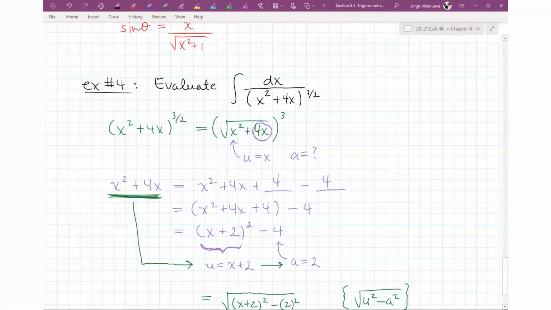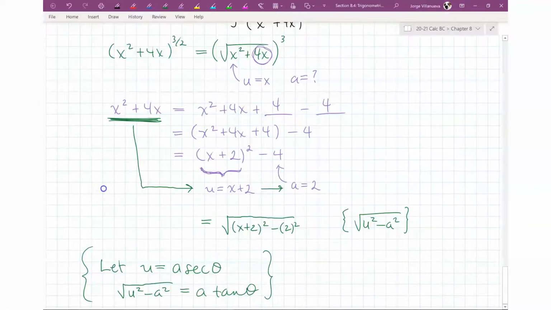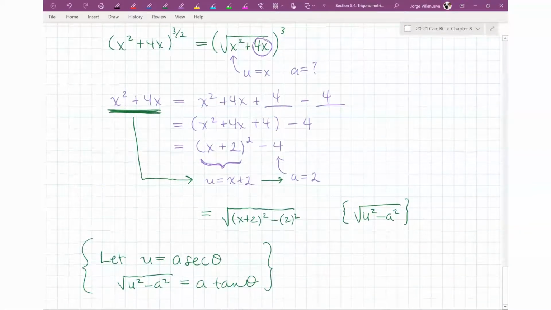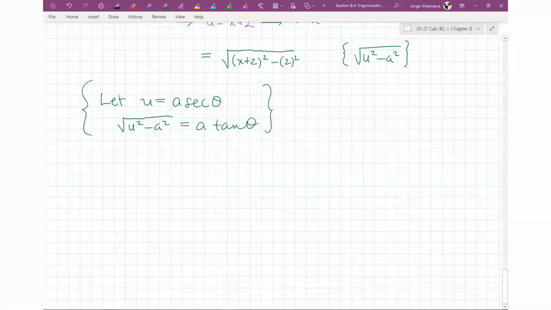Once I did that, I rewrote my square root. Instead of it being the square root of x squared plus 4x, I wrote it as the square root of the quantity x plus 2 squared minus 2 squared, which matches the square root of u squared minus a squared. That's the situation. Once I know the situation that I'm dealing with, I can start off with my problem. So there it is. Let u equal a secant theta. Let the square root of u squared minus a squared equal a tangent theta. So let's go ahead and start this. So u was x plus 2, a was 1. So that's secant theta. So that means that x is equal to negative 2 plus secant of theta.